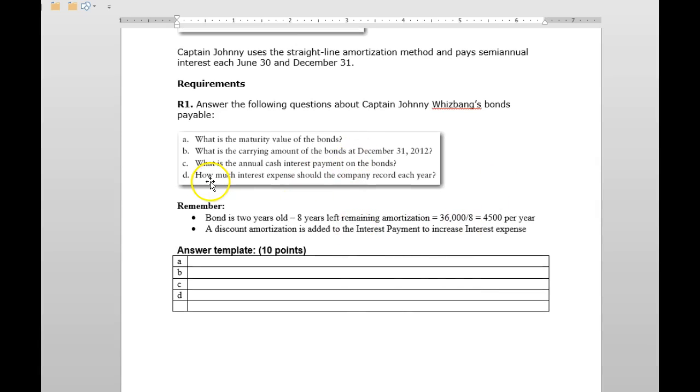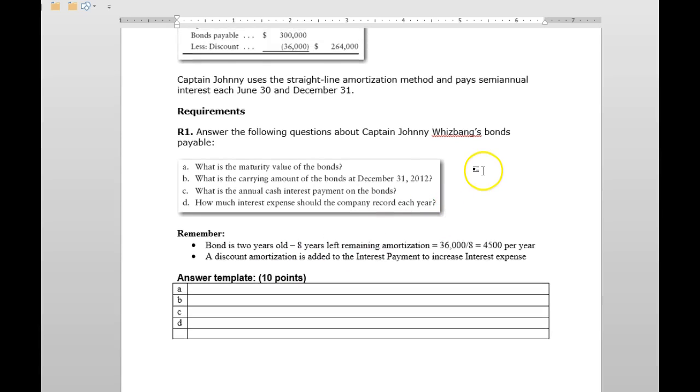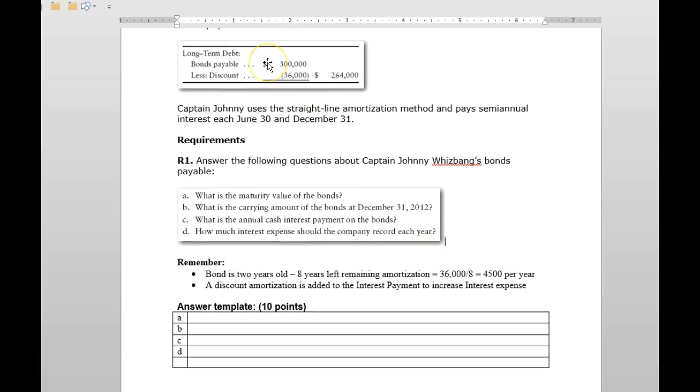Now the last one is the tricky one. How much interest expense should the company record each year? So you know that the discount amortization is going to affect the interest expense. What you really have to figure here is this bond is 2 years old. There's 8 years left on the remaining amortization of this $36,000. So the first thing you'll have to figure out is what is the amortization per year. If you divide that $36,000 by 8, you come up with the $4,500.